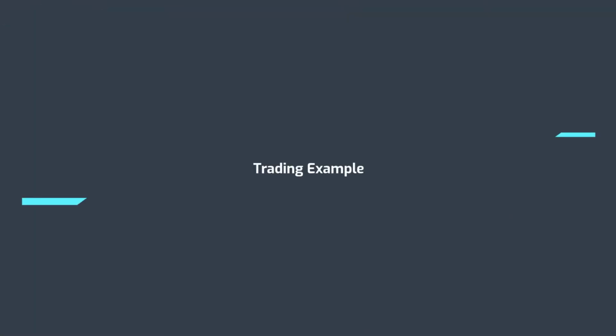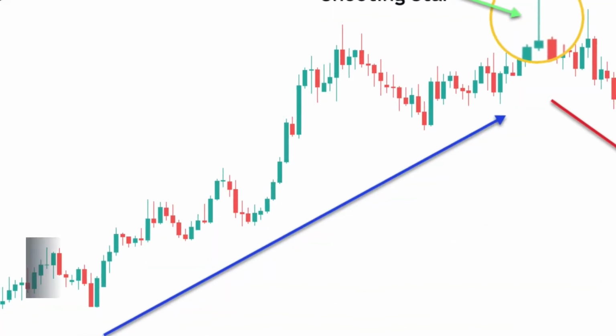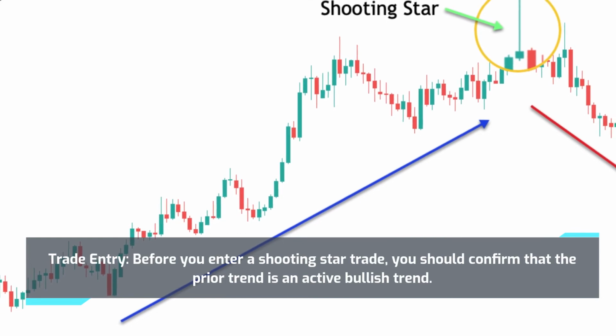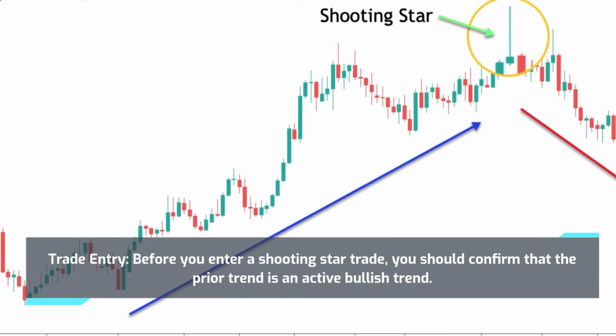Trading example. Trade entry: before you enter a shooting star trade, you should confirm that the prior trend is an active bullish trend.